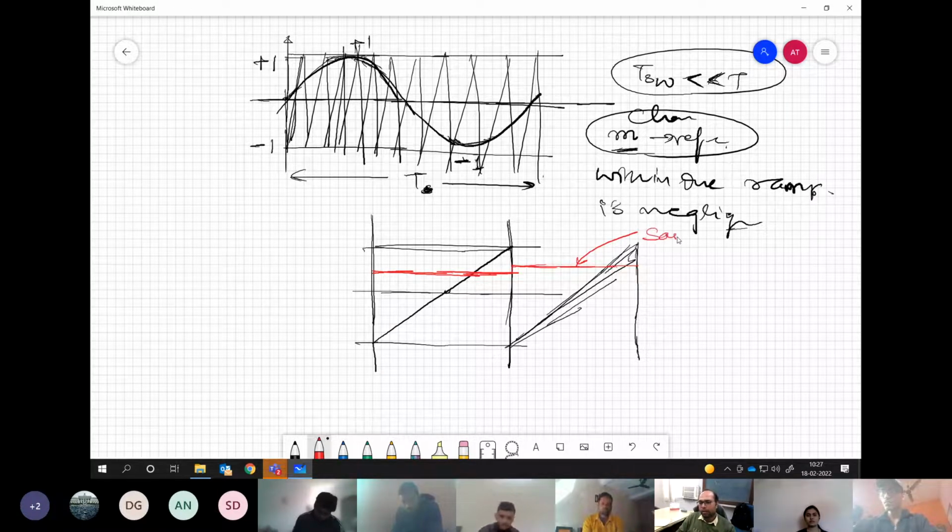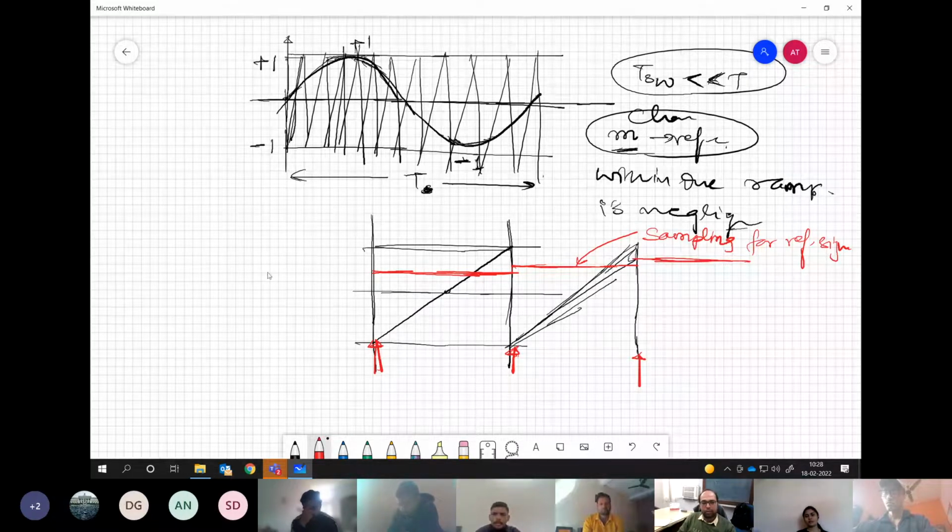The other way to ensure this kind of constant nature of the reference signal is to have sampling for the reference signal. Let's say you sample at every valley. At this point you sample, and whatever value you have will be fixed through a sample and hold. Then at the next point you sample here, it will be held at this point for this entire cycle. Again, the next sample you take over here will be held at this point. So using a sample and hold kind of circuit, we can have realization of this kind of reference signal.